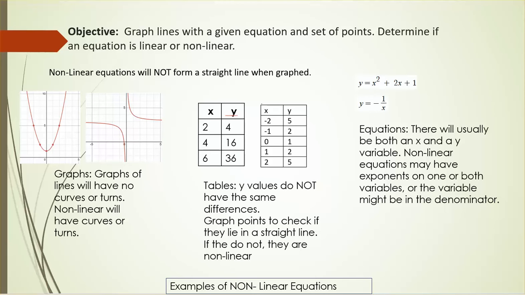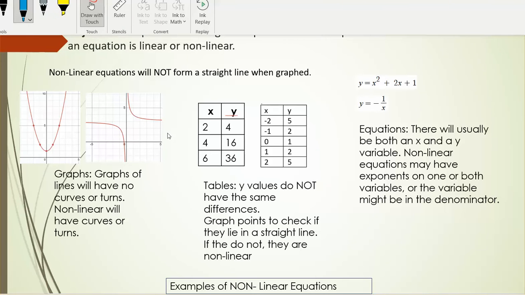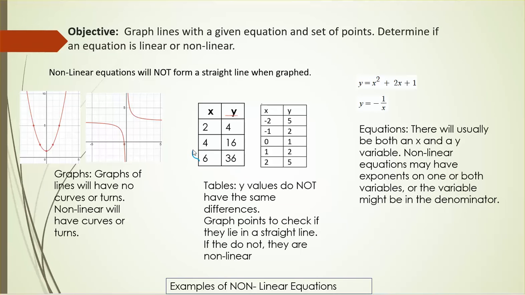In our table, let's look at the differences again. So we check the x variables. These will have the same difference. 6 minus 4 is 2. 4 minus 2 is 2. But when we go to check the y differences, 36 minus 16 is 20. And 16 minus 4 is 12. Those are not the same number, so they don't have a constant same difference. So this is an example of nonlinear.